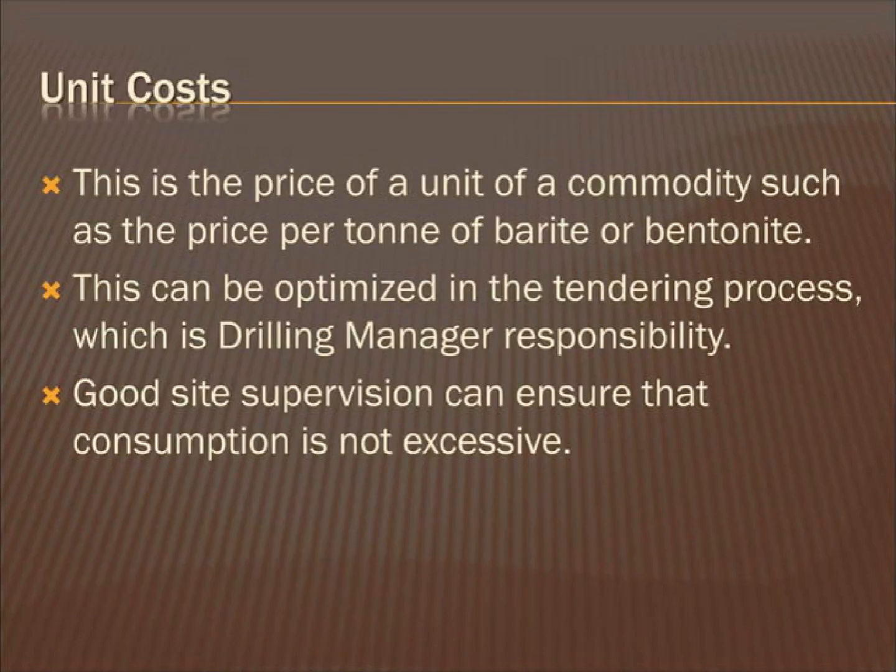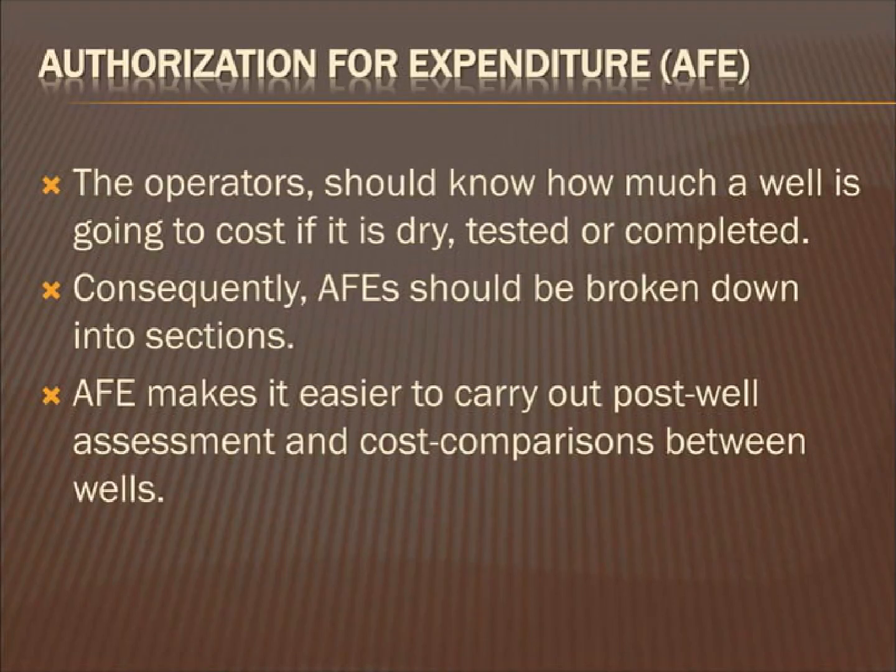Knowing the price of commodities such as barite, bentonite and others is important for cost optimization. The slide highlights the cost of units of commodities. The tendering process for these commodities is managed by the drilling manager, and with effective site supervision, it is possible to minimize excessive consumption. An adequate understanding of the different costs involved in constructing a well is essential, and AFEs, authorization for expenditure, should be divided into sections to ensure that costs are comprehensively understood. This is so that post-well assessment and comparison of costs between wells can be conducted accurately.